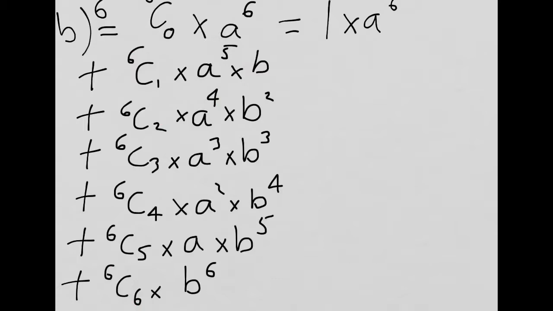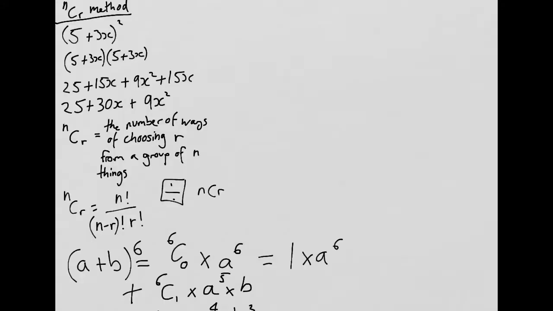Another thing I've noticed students do as a mistake is they put these addition signs in between these, which doesn't actually make any sense. So 6 choose 1 is the coefficient, the number in front of a. It's not a number plus a, it's how many terms there are that have a to the 5 and b to the power 1. So if you look back at the earlier example, 5 plus 3x to the power 2, we need to work out how many of these terms we have.